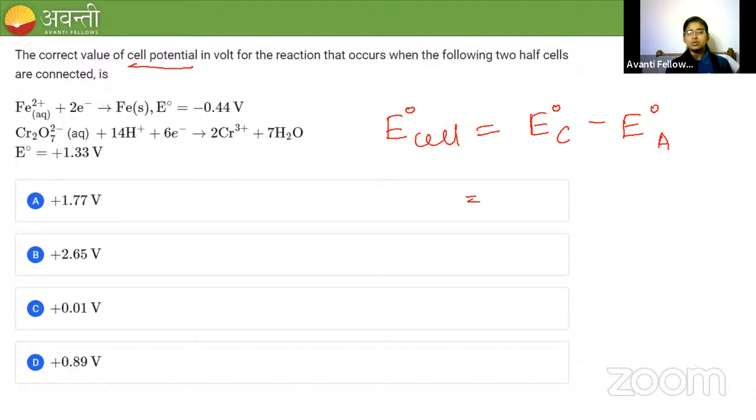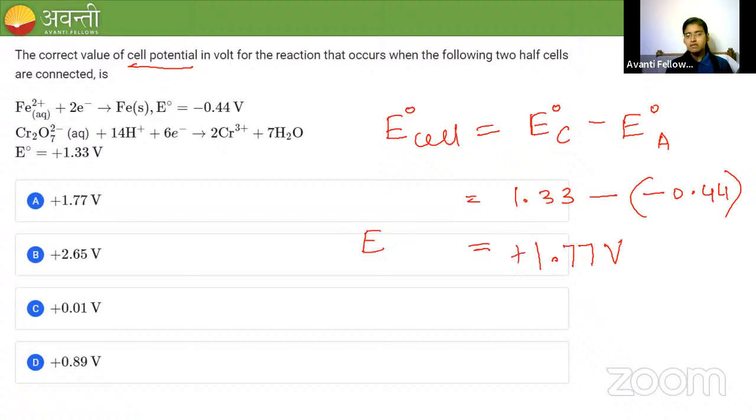So who is the cathode here? In cathode, reduction occurs, no? So it is chromium. So 1.33 minus E naught of anode. The first reaction is where the oxidation occurs, so it is 0.44. If you add these two, you will get 1.77 volt as the value for E naught cell. So option A is the correct answer for this.